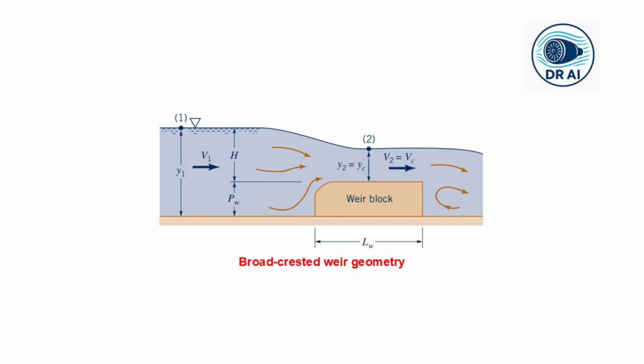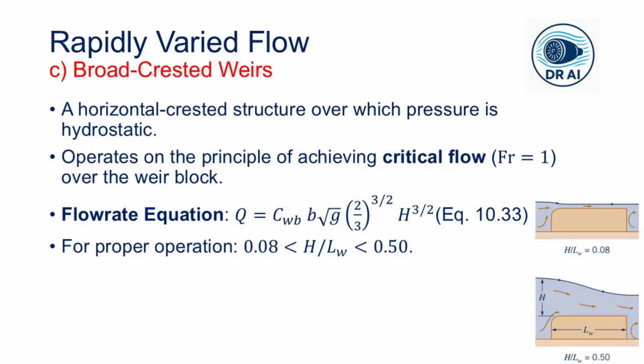If the upstream velocity head is negligible, the specific energy upstream is approximately equal to h plus PW. But on the crest, at the critical condition, we know that E minimum is equal to 3/2 of Yc, and Yc is equal to 2/3 of the specific energy. By applying the Bernoulli equation and using the critical flow relations, we derive a specific Q equation, the volume flow rate equation, wherein C subscript WB is another empirical coefficient.